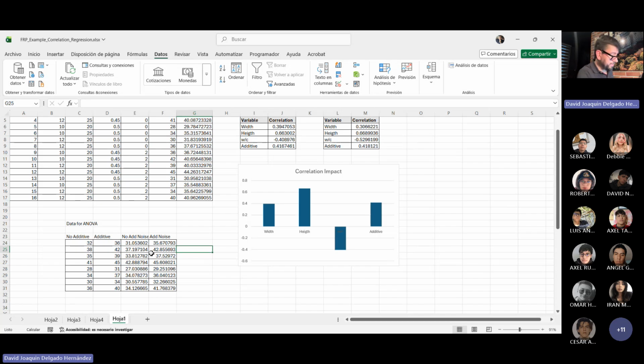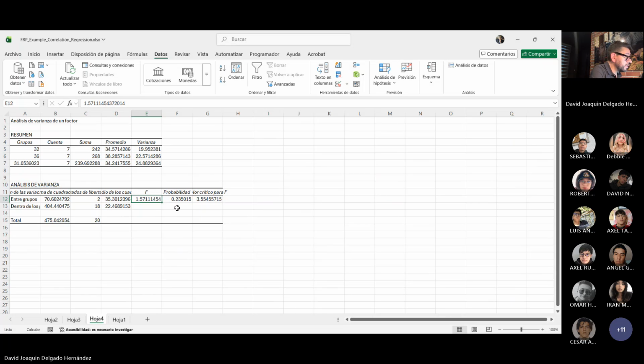How do I know that? Because the ANOVA tells me that this value is greater than 0.05, okay? So that means that it is not significant. It is not significant, okay? Perfect.